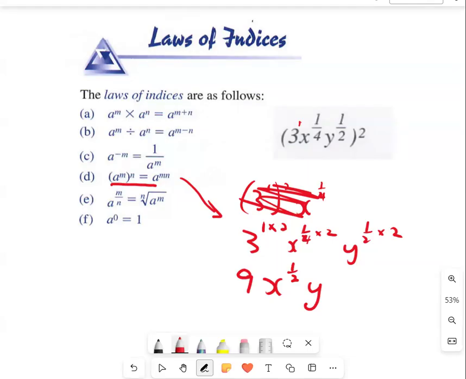An alternative way to write this now is this: 9y square root of x. Right? And I'm making use of this piece now, this one here. Write the x to the half power.